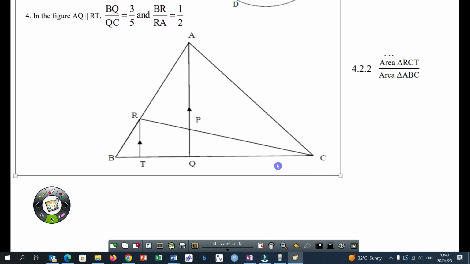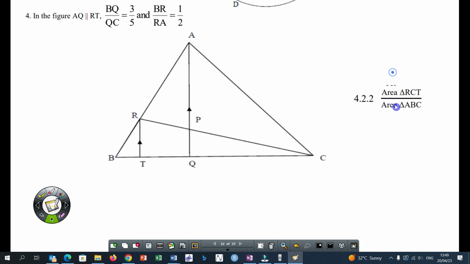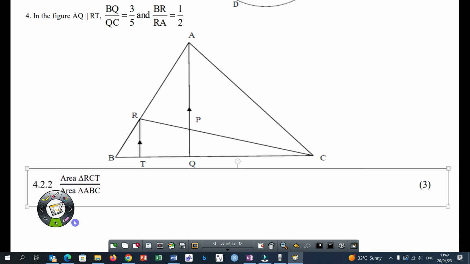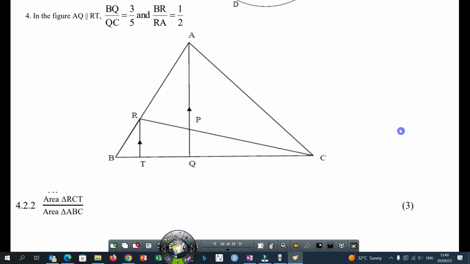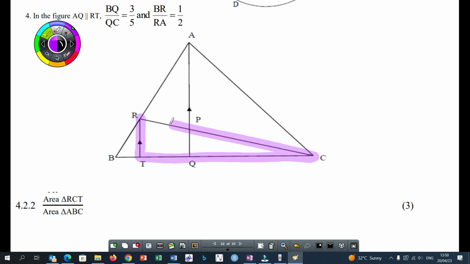All right, I want you to pay attention carefully as I talk about this question. I'm not sure how you approached it, okay? But we have got two triangles. So let's use our highlighter. So we have triangle RCT. This is R, that's C, that's T. Okay, so that's the triangle. Then triangle ABC, which is the bigger one.